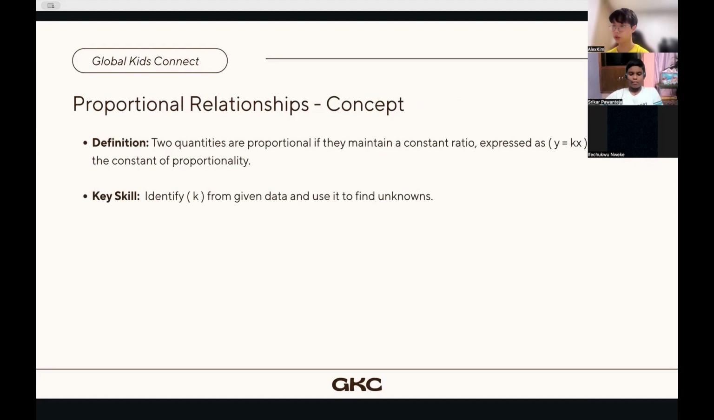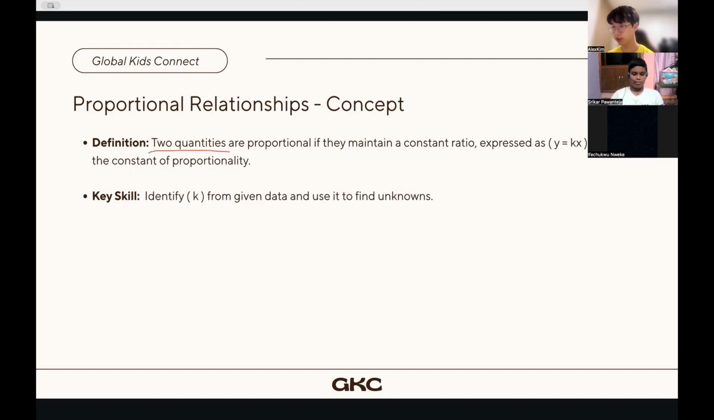And so we took a basic look at ratios in general and cross multiplication. We can build up on that and talk about proportional relationships. Two quantities are proportional if they maintain a constant ratio, expressed as y equals kx, where k is a constant of proportionality.